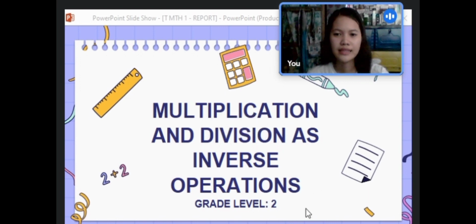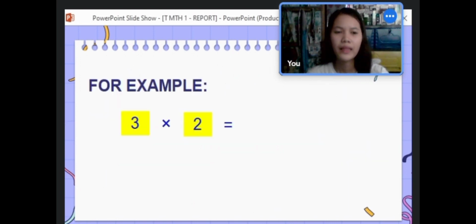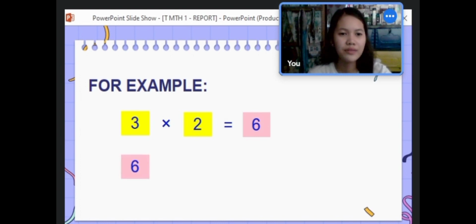So for example, 3 times 2 is equals to 6. Ang iyang inverse operation man kay division, so we need to start with the 6, which is the product. 6 i-divide siya sa first factor which is the 3. 6 divided by 3 is equals to 2. So inana ang multiplication and division as inverse operation.